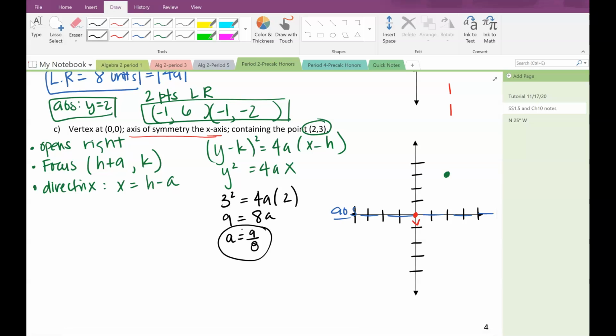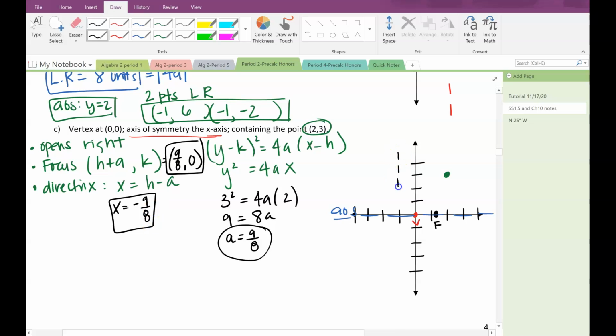So let's fill in our focus. Focus will be h plus a. H is 0, so that's going to be 9/8, 0. Let's go plot that. 9/8 is just slightly over 1. Bam, just like that, focus. Then the directrix is simply h minus a. H is again 0 because the vertex is at the origin, so this is -9/8. All right, box that up. I'm going to go just a tad bit to the left of -1 and write directrix. And I'm going to write x equals -9/8.